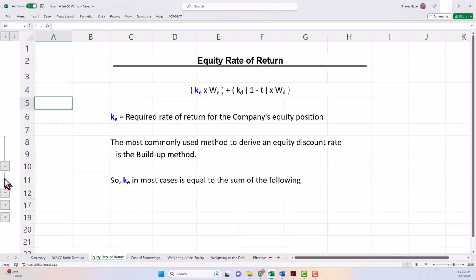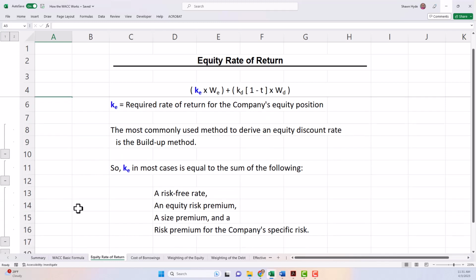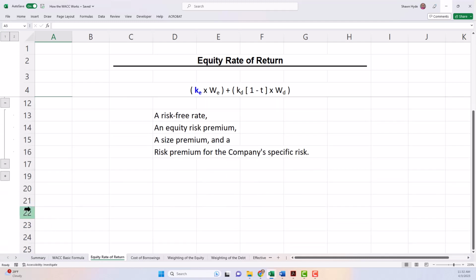But the build-up method, so basically the KE component is equal to the sum of the following: a risk-free rate with an equity risk premium summed with a size premium and a risk premium for the company's specific risk. A business appraiser has to determine how much more risk should be attributed to the subject company being appraised than what can be observed in public markets. And we're going to use 21% in this example. So remember that number.